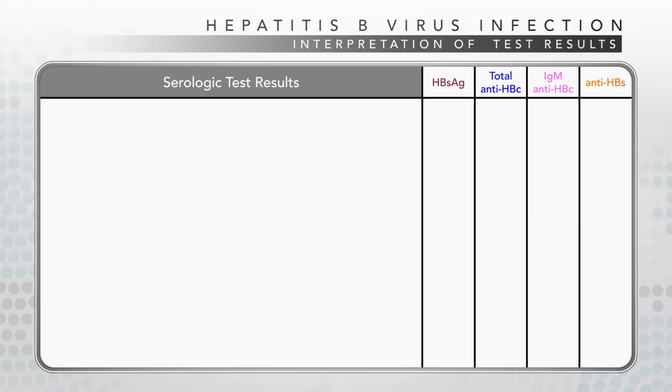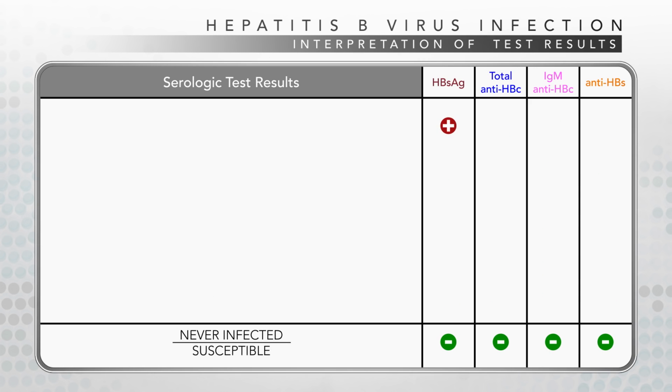This table summarizes the interpretation of serologic test results for HBV infection. Negative results for hepatitis B surface antigen, HBsAg, total antibody to hepatitis B core antigen, total anti-HBc, immunoglobulin M, IgM anti-HBc, and antibody to hepatitis B surface antigen, anti-HBs, should be interpreted as never infected and therefore susceptible.